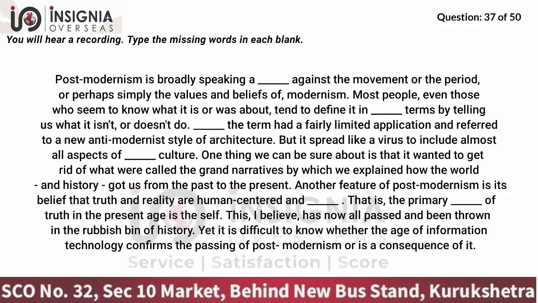One thing we can be sure about is that it wanted to get rid of what were called the grand narratives by which we explained how the world and history got us from the past to the present. Another feature of postmodernism is its belief that truth and reality are human-centered and internal. That is, the primary source of truth in the present age is the self. This, I believe, has now all passed and been thrown in the rubbish bin of history. Yet it is difficult to know whether the age of information technology confirms the passing of postmodernism or is a consequence of it.